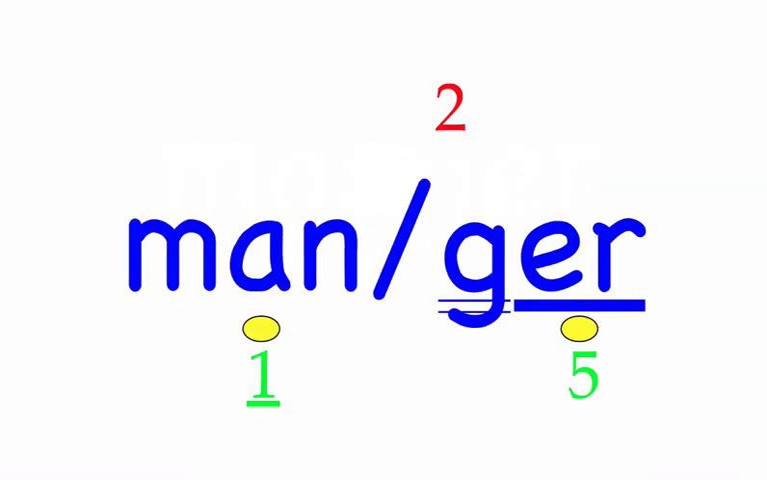Manger. A is representing its long sound in this word, so there's an exception to vowel group 1. That is why we underline the 1.